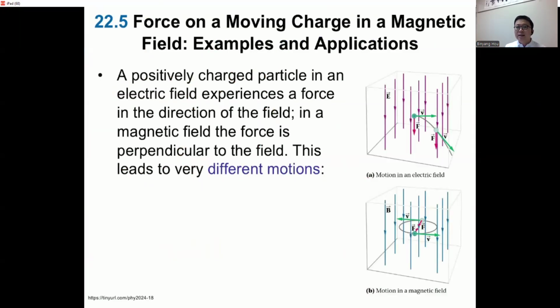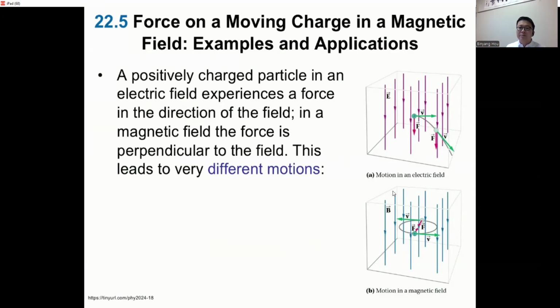Now let's take a look at the motion of charged particles in an electric field. We know that if we have a positive charged particle in an electric field, it's going to experience an electric force pulling it downward. So if it goes perpendicular to the field initially, then it will be deflected. When it exits the electric field, it will be deflected at an angle.